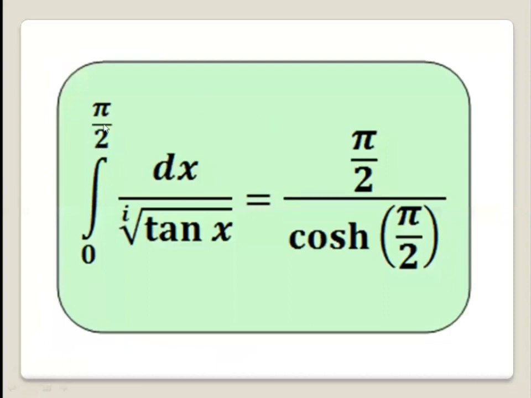Therefore, we have I equals the integral from 0 to pi over 2 of dx over the ith root of tangent x equals pi over 2 all over the hyperbolic cosine of pi over 2.